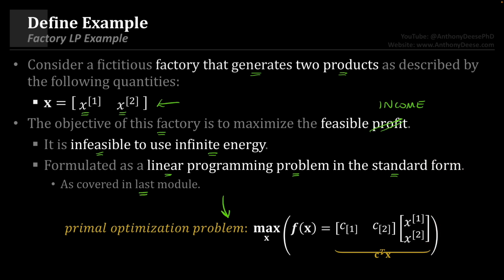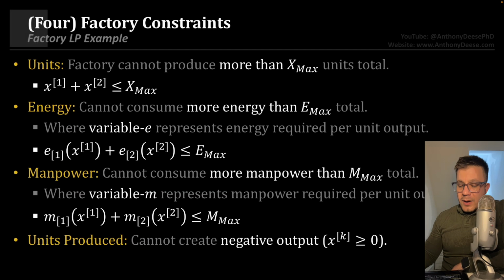And here we see our primal optimization, or our primal objective function. So we want to maximize this objective function, f of x, with respect to x, and it's defined as the product of C transpose times x, where C1 represents the sale price per unit of x1, C2 represents the sale price per unit of product number 2, and so if we multiply C times x, then that generates the amount of income that this factory will generate.